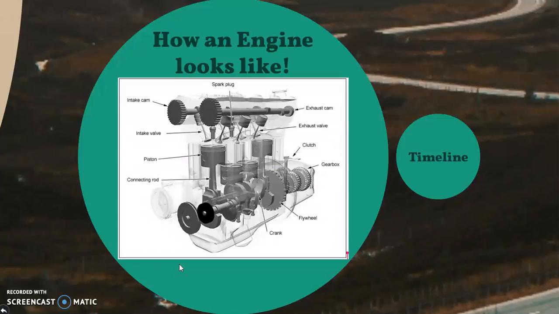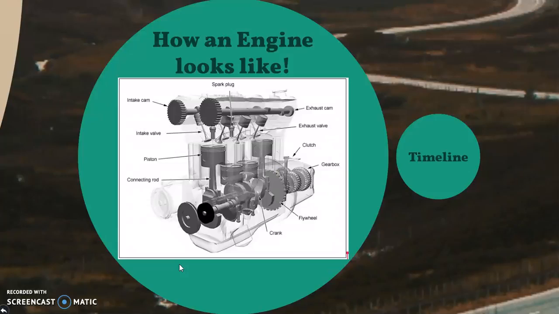So in front of you, you can see a schematic of the engine. There are different parts visible to you. For instance, the spark plug, exhaust cam, exhaust valve, clutch, gearbox, flywheel, crank, the piston, intake valve, intake cam. We will be describing in detail the functions of each of these parts.